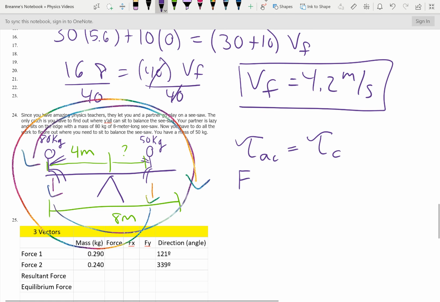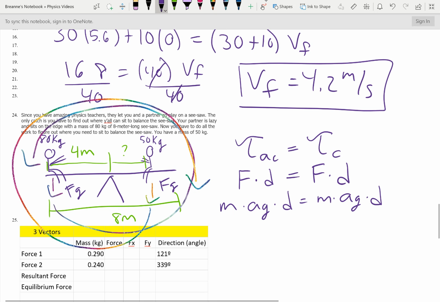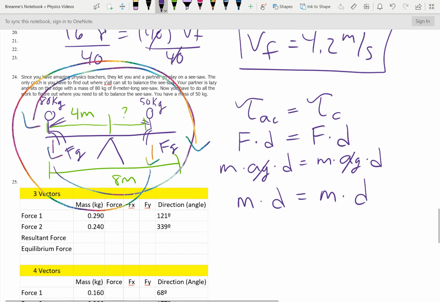So your force times your distance equals force times your distance. But we don't have force, we have mass. So mass times your acceleration due to gravity times distance equals mass times acceleration due to gravity times distance, because what's pulling it down is the force of gravity. Since you have acceleration on both sides, you can just cross out your acceleration, and just do mass times your distance, mass times your distance.